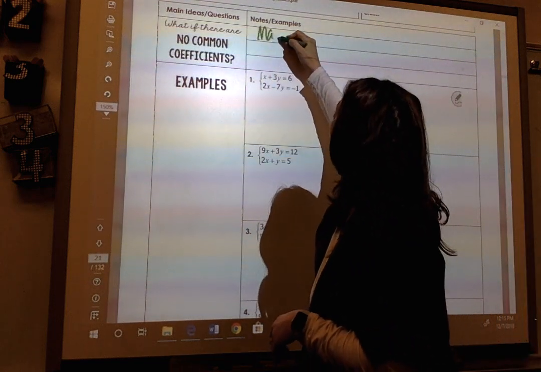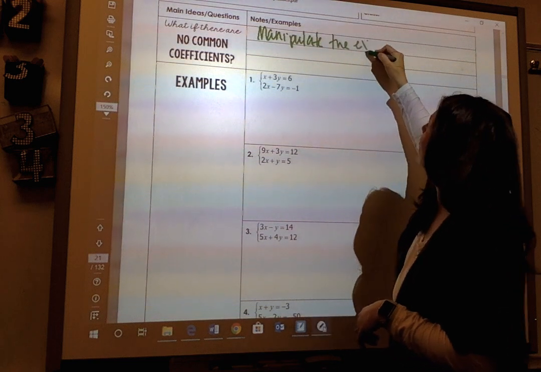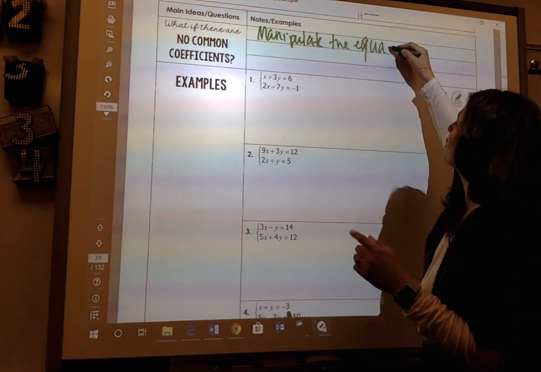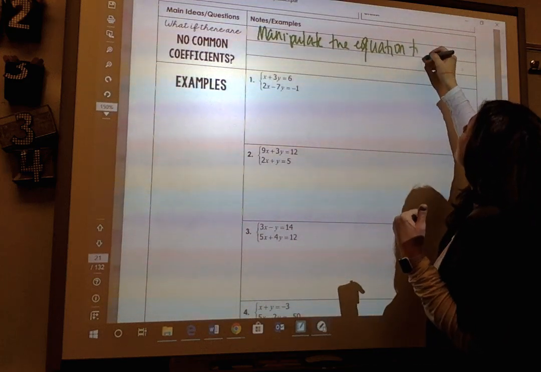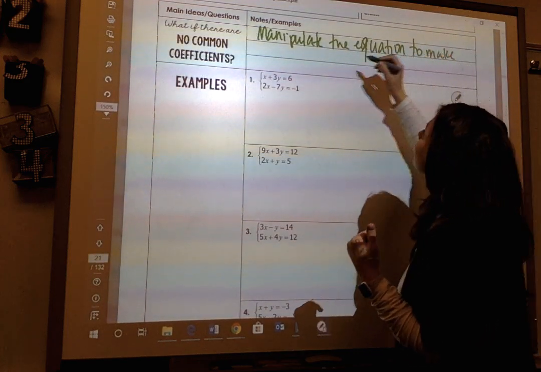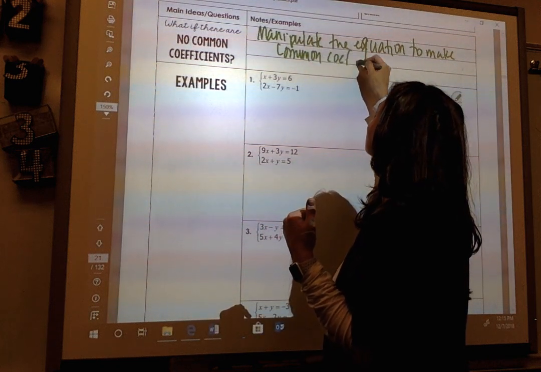We are going to manipulate the equation. That's how you spell equation. We're going to manipulate the equation to make common coefficients.